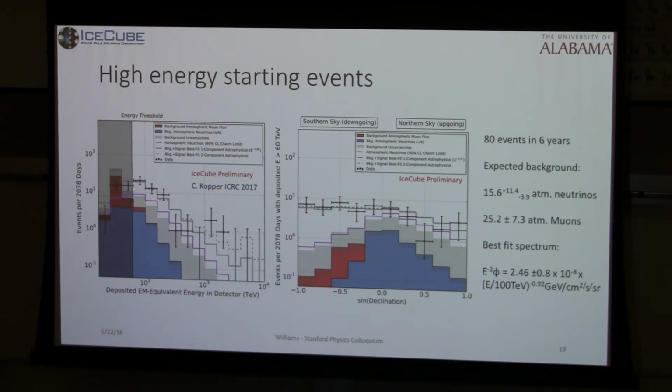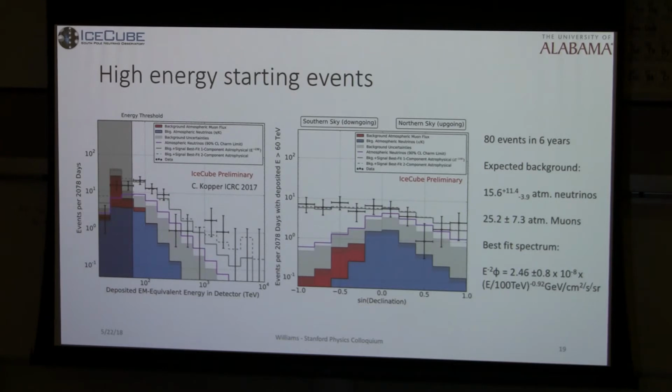And the shaded regions are various types of backgrounds. Red is the atmospheric muon background, and blue is the atmospheric neutrino background. Pink is the fit to the charm or prompt component. And this is an upper limit on the charm component. And then the best fit flux is shown in these dashed lines here. So it is consistent with a power law, although with a somewhat softer spectrum than we expected. Currently we fit 2.92 as the spectral index of these contained events.